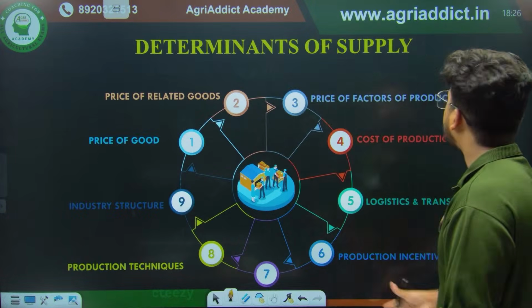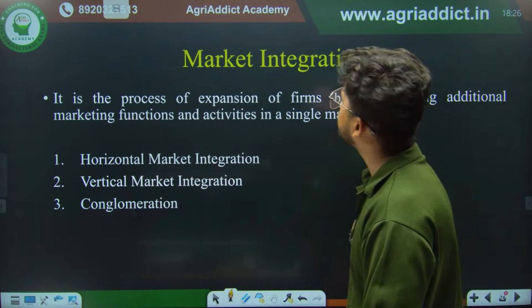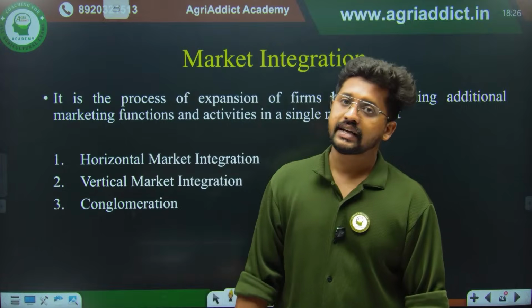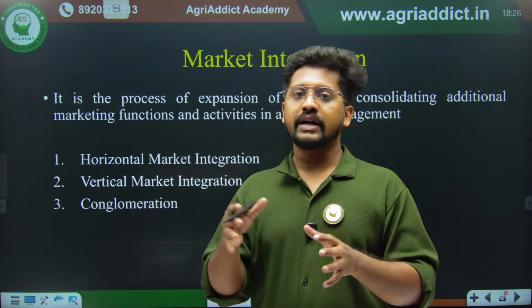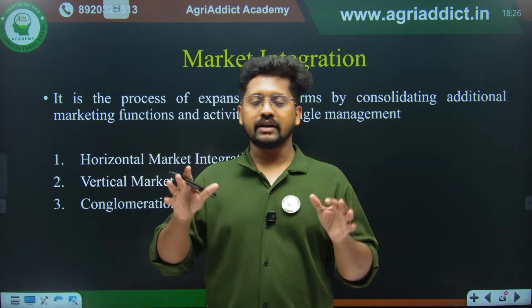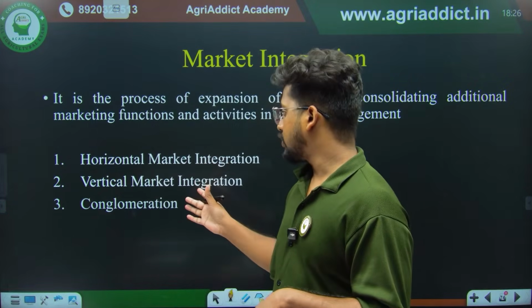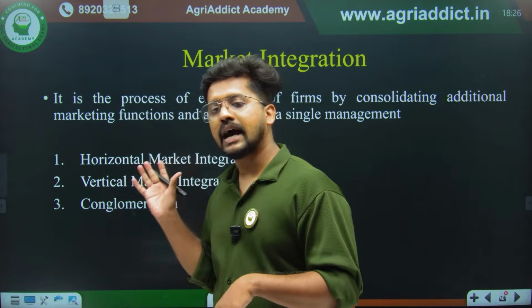Then these are some of the determinants of supply and demand. You would already have seen this in the previous classes. Then market integration. What is market integration? It is none other than consolidating the functions which are performed by different market intermediaries. So we have three different types of integration: horizontal market integration, vertical market integration, and conglomeration.